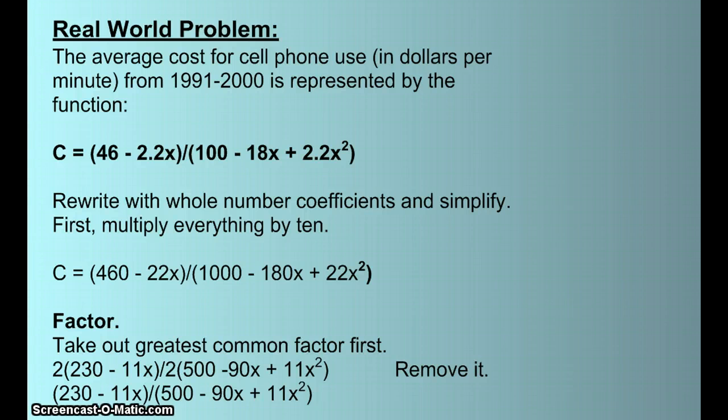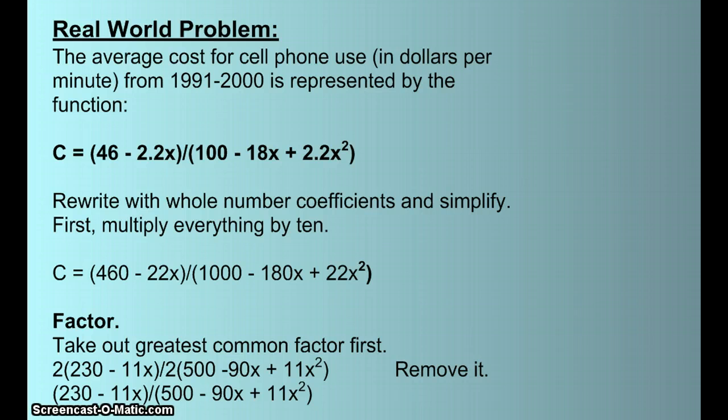Remember, we've never really worked with decimals or parts of numbers before when we're factoring. So it's much easier to factor when you have whole numbers. So let's multiply the whole thing through by 10 and get rid of those 2.2's. So it becomes 460 minus 22x divided by 1000 minus 180x plus 22x squared. I would actually have switched all these terms around. It really should be in standard form where you have the highest exponent to the lowest exponent. I find it easier to factor that way. The book did not do that. They left it in this form, and you might want to take a look at it there.